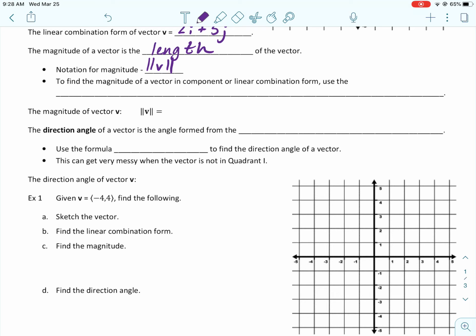The notation for magnitude kind of looks like double absolute values. Right, so to find the magnitude of a vector in component form or linear combination form, we basically use the Pythagorean theorem. So if we say that the vector in component form is <a, b>, so the horizontal component is a and the vertical component is b, if we wanted to find the magnitude, it's going to be the square root of a squared plus b squared.